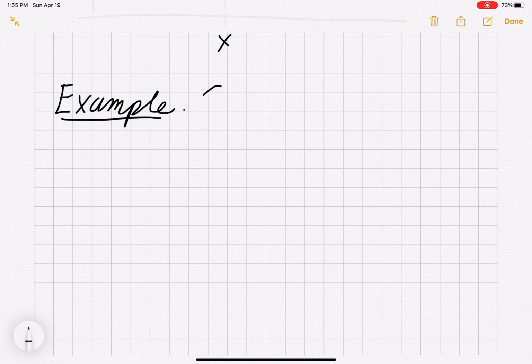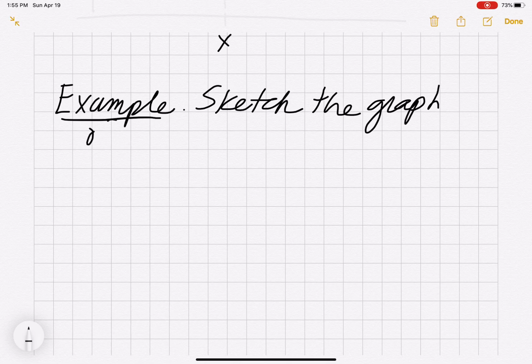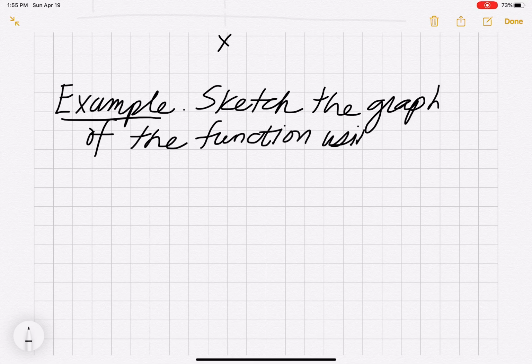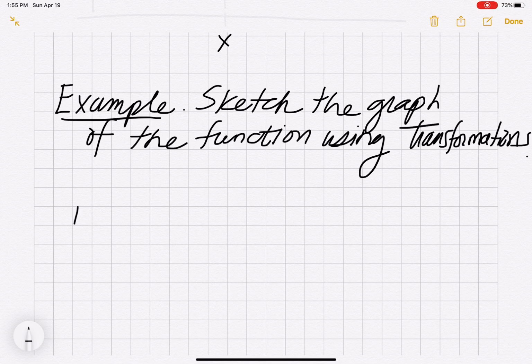Sketch the graph of the function using transformations. Let's say I had a number 1. Y equals x squared plus 1.